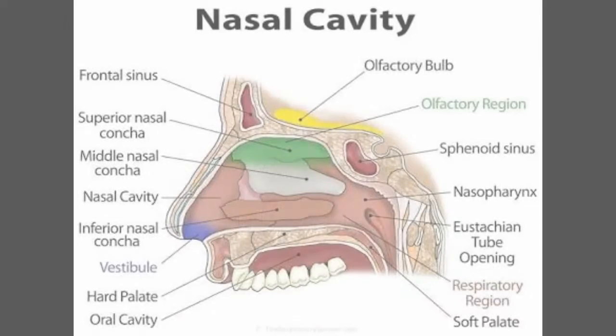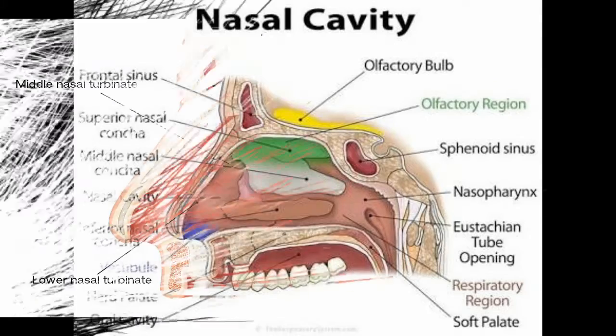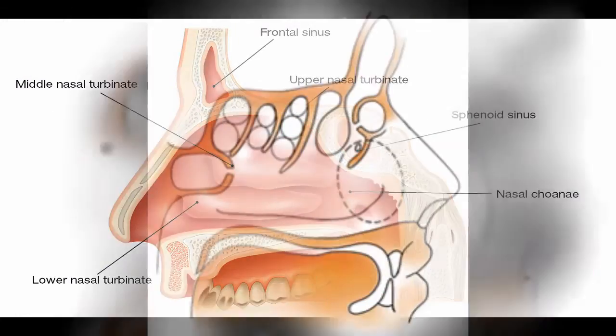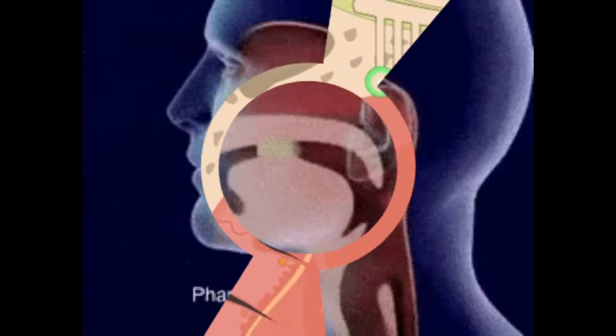The nasal cavity is a hollow space within the nose and skull that is lined with hairs and mucous membrane. The function of the nasal cavity is to warm, moisturize.